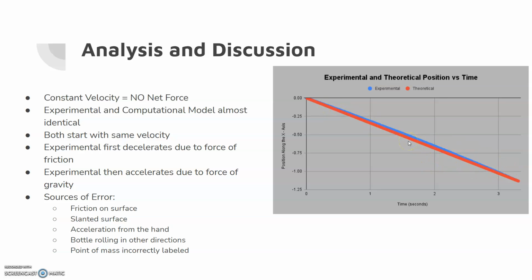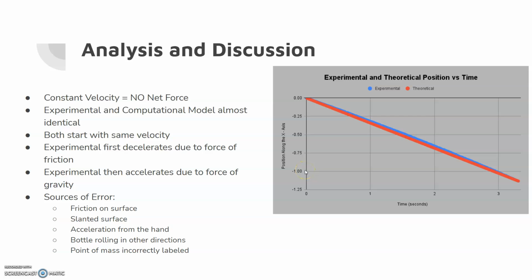So as you can see by this graph, the experimental and computational model are almost identical, which leads me to the conclusion that the experimental model is almost at constant velocity, which means there should be no net force. And as you can see, they both start with the same velocity, since they're pretty much on top of each other. But then the experimental one decelerates as the theoretical is still continuing.